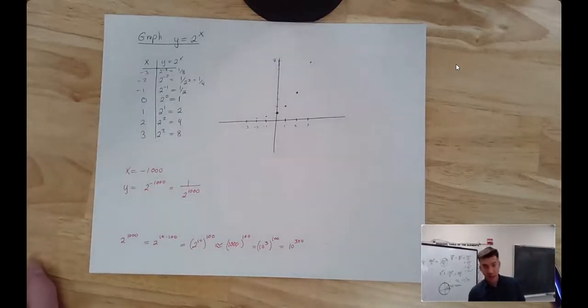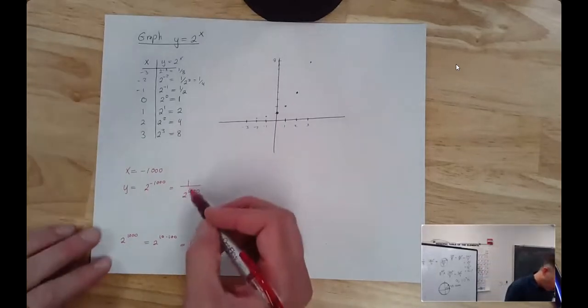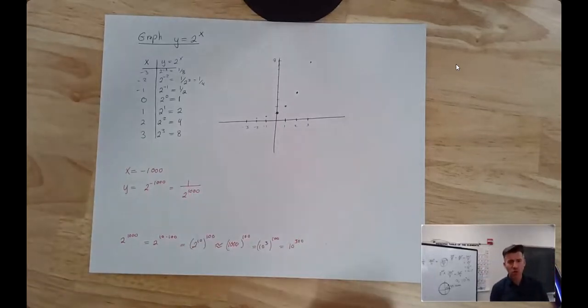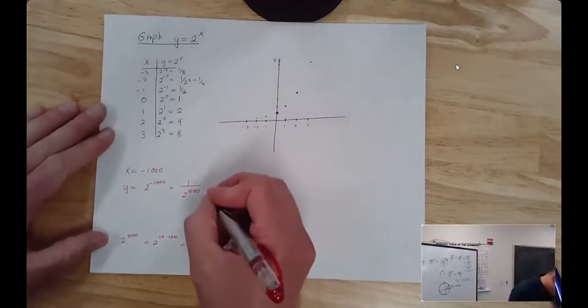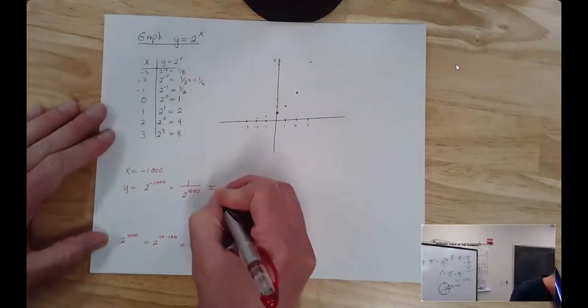That's a lot of zeros, right? That is literally 10 times 10 times 10, 300 times, which is a 1 with 300 zeros behind it. That's a huge number, which means 1 over that number is a super duper small number. Very small, almost 0.